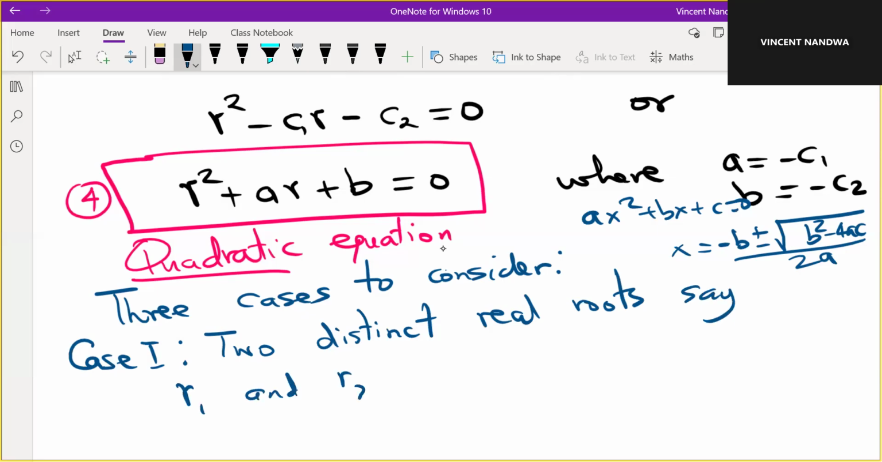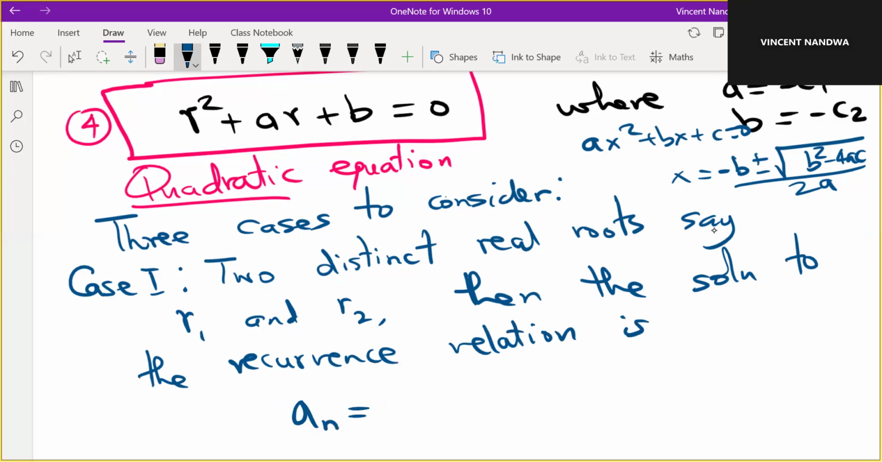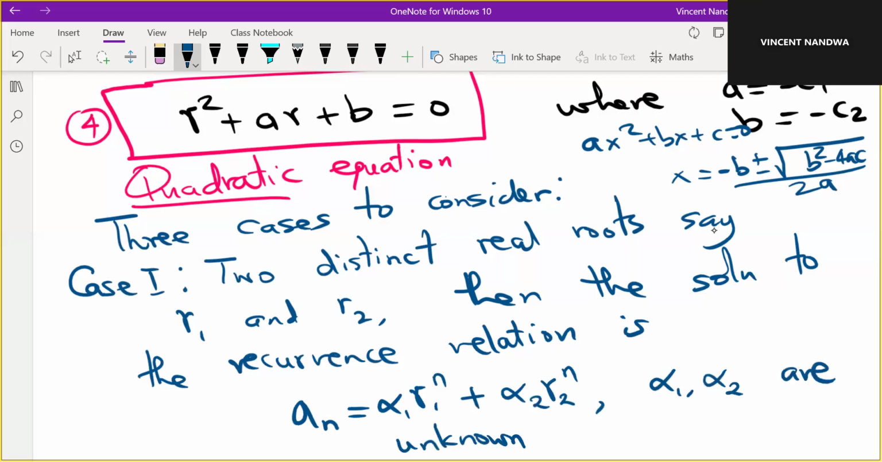R1 and R2, then the solution to the recurrence relation is an equals alpha 1 R1 power n plus alpha 2 R2 power n, where alpha 1 and alpha 2 are unknown constants, which can be obtained if we are given extra information about the recurrence relation.